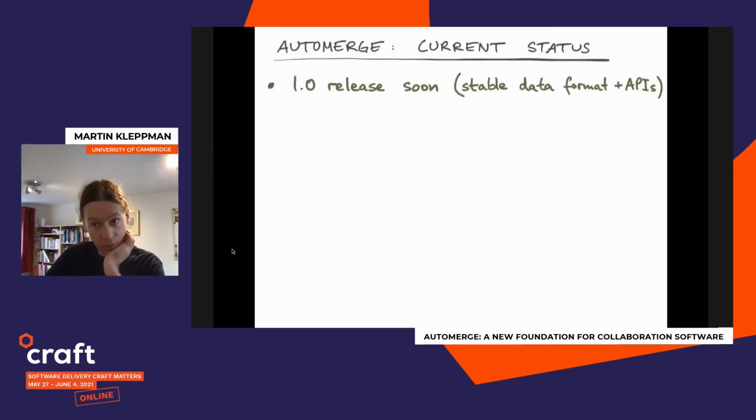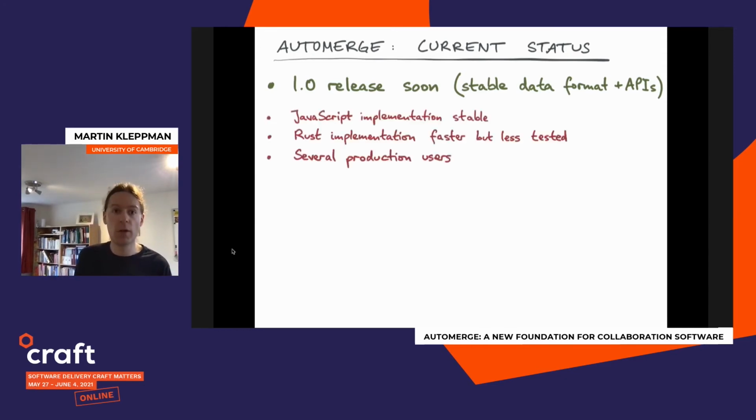So the status of Automerge right now is that we are in the process of releasing a 1.0 version. We've already got a 1.0 preview release out now. And the idea of that is the data format is now stable. You can start relying on the APIs as being stable, but there's still a few little bits and pieces missing that we are still finishing off. But essentially, we're getting pretty close to a 1.0 version. That is for both the JavaScript and the Rust implementation. The JavaScript implementation is a bit better tested, but the Rust implementation is faster. So hopefully over time, the Rust implementation will become the primary one.